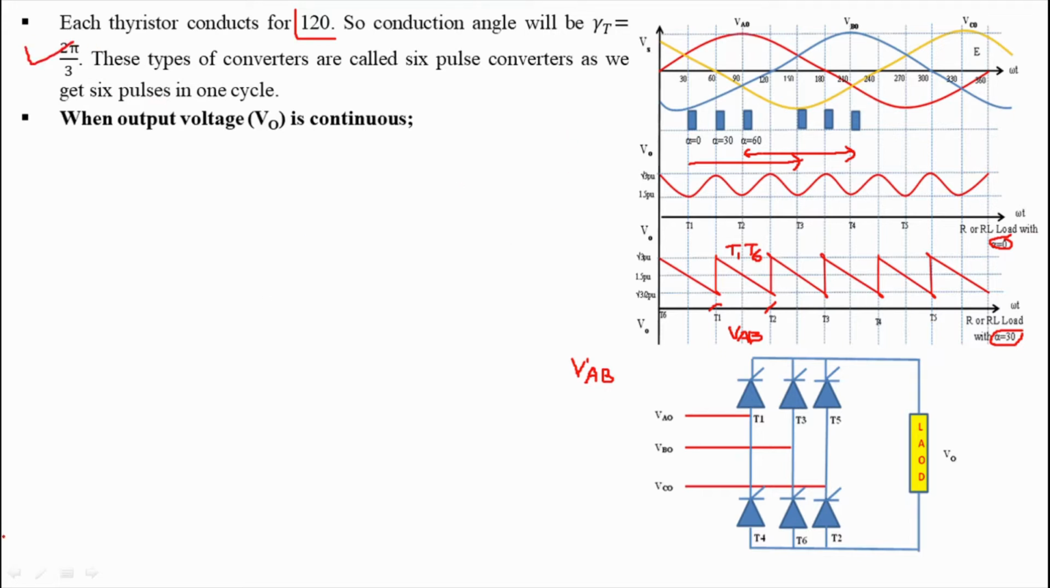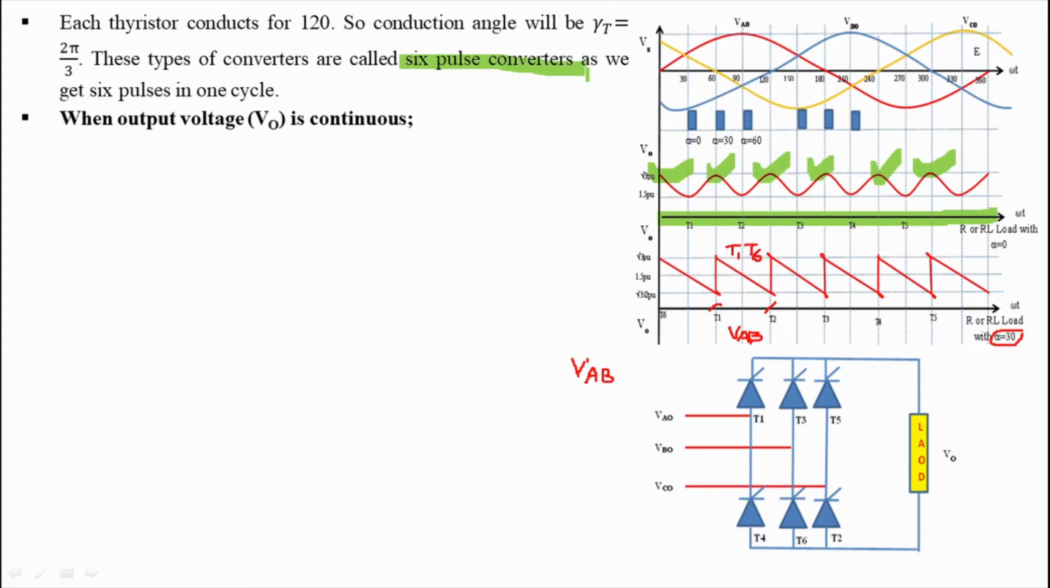Now another important point you must notice is that during one cycle of 360 degree, this is the total cycle of 360 degree, we get 6 pulses at output voltage. See, this is pulse number 1, this is 2, this is 3, this is 4, this is 5 and this is 6. So we are getting 6 pulses at output voltage during the cycle of 360 degree. That's why these types of converters are called 6 pulse converter.